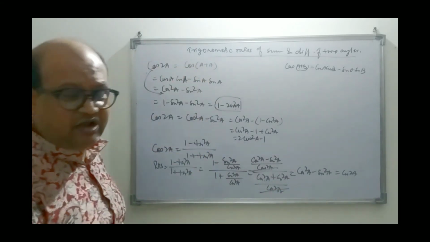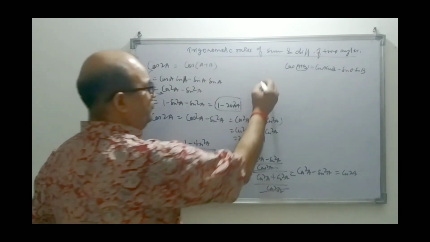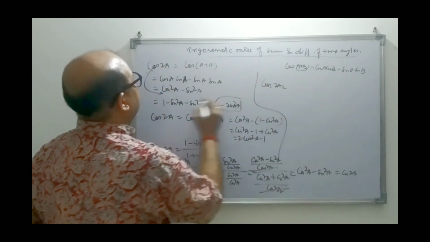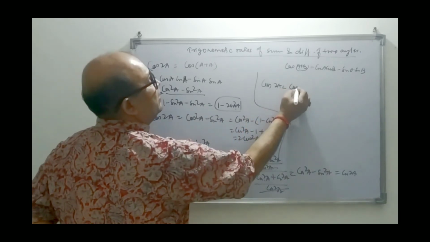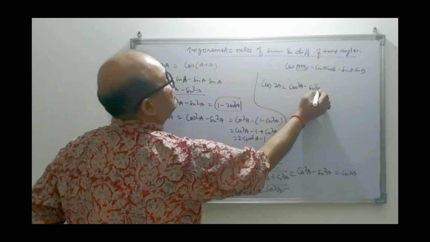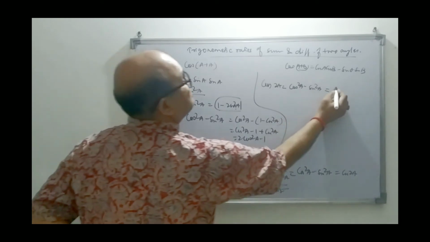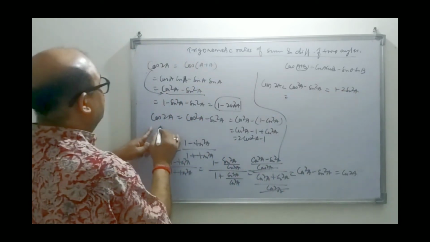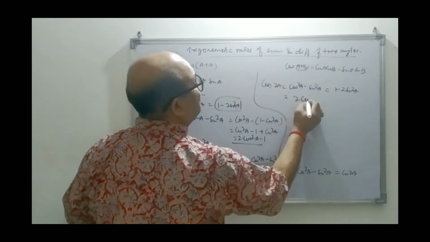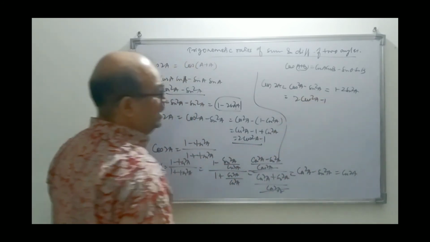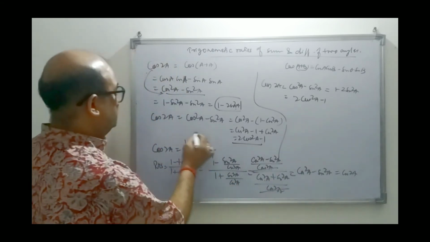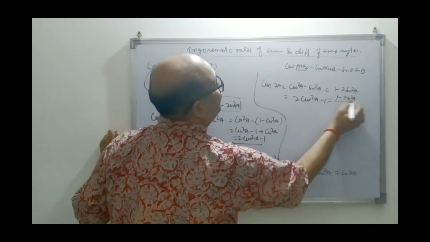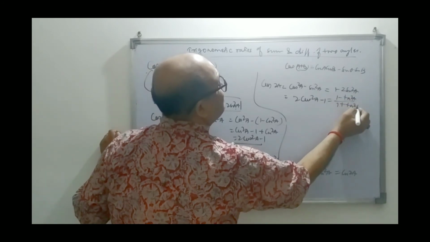Now ultimately, what I got? I got 3 identities of cos 2A. Cos 2A equals, the first one, cos square A minus sin square A. Second one, 1 minus 2 sin square A. Third one, 2 cos square A minus 1. And lastly, I got this one: 1 minus tan square A upon 1 plus tan square A.